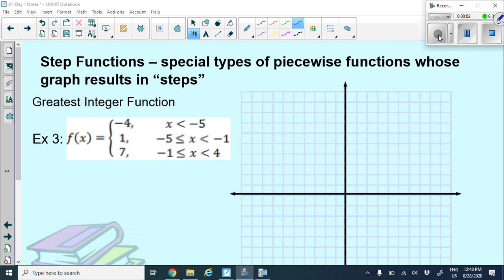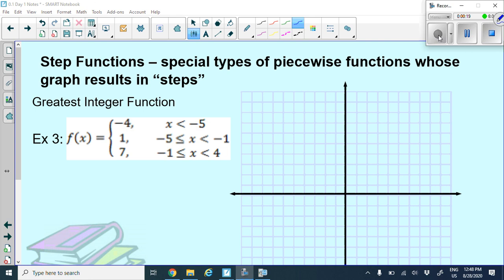So here is part 2 of the section 1 day 1 notes. We are still talking about graphing piecewise functions. For this part, we are going to be talking specifically about step functions, which is a special type of piecewise function, and then do basically a word problem.